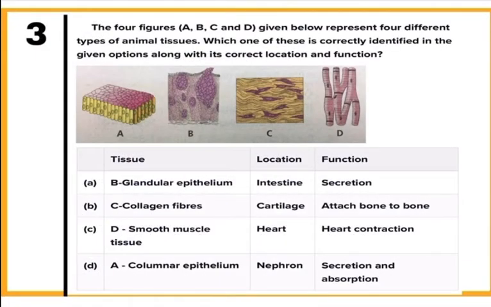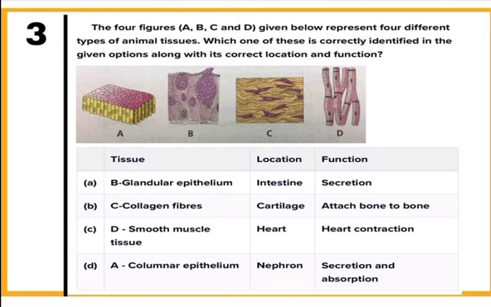Question 3. The four figures A, B, C and D given below represent four different types of animal tissues. Which one of these is correctly identified in the given options along with its correct location and function? See option A. Tissue B is glandular epithelium. They are unicellular, isolated glandular cells, goblet cells found in intestine and help in secretion. This is the correct answer. So here mark A as the correct answer.